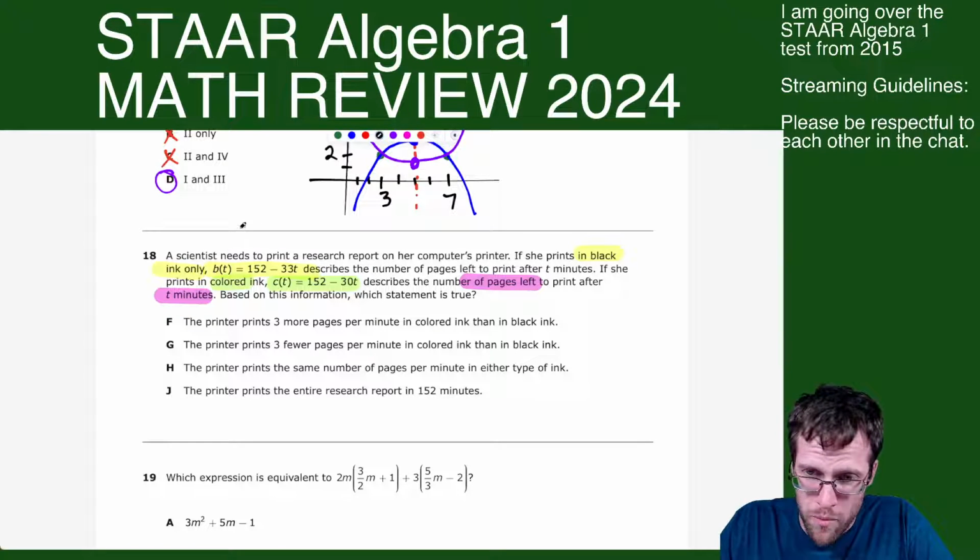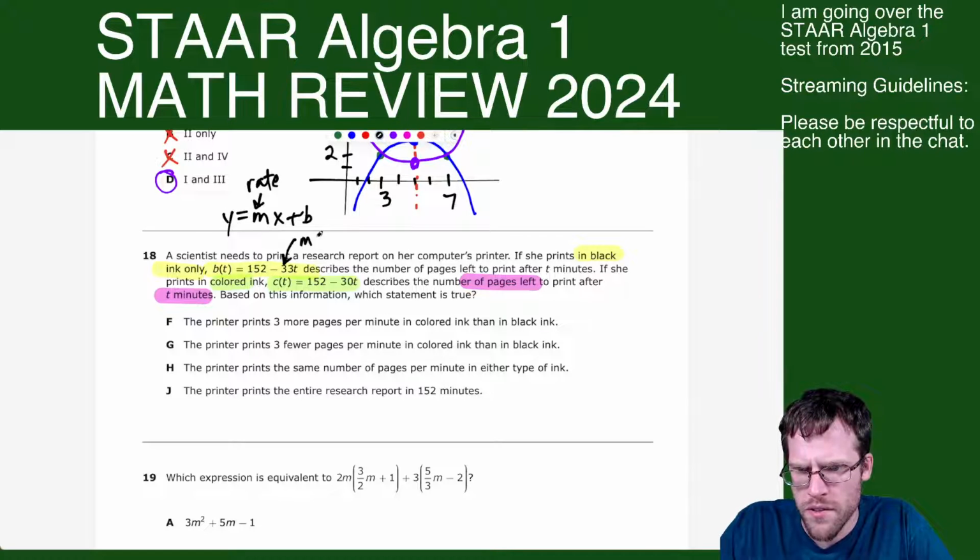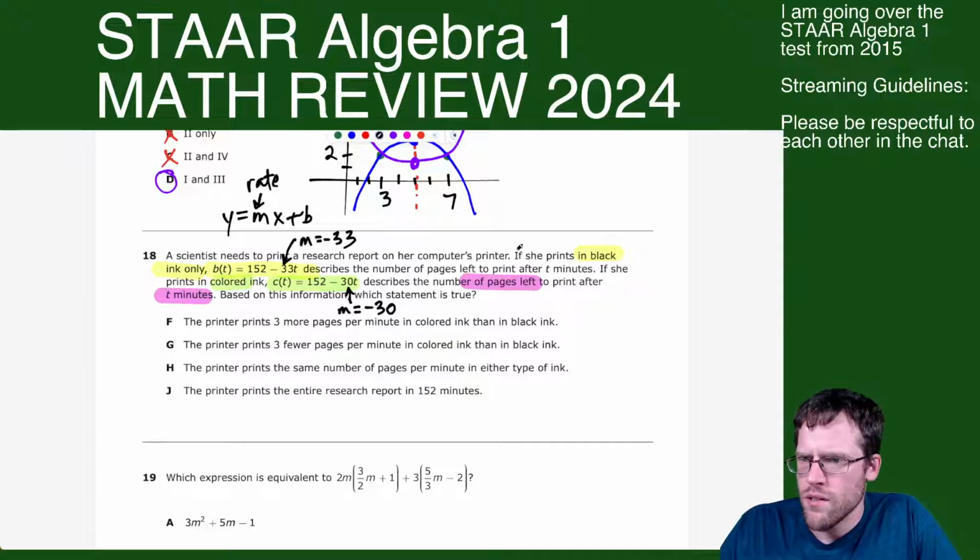Well, the slope in mx plus b word problems is the rate of change. So this is the rate. For b of t, the slope is minus 33. And for c of t, the slope is minus 30. So if you think about this as a concept, t is minutes going by, and b of t and c of t represent the number of pages left to print. Basically every minute that goes by, 33 pages are printed, 30 pages are printed.